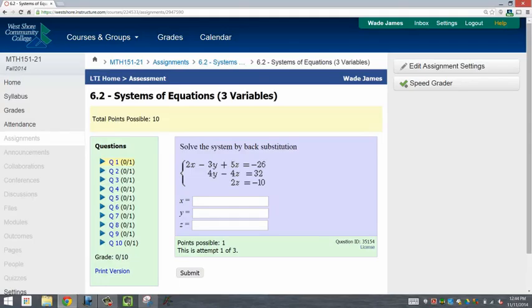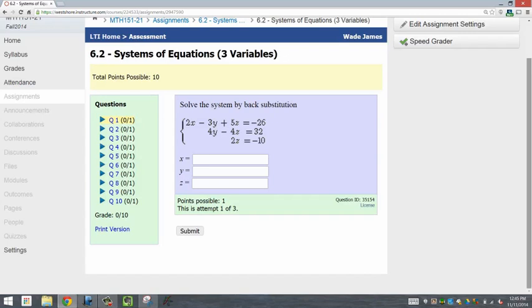So this is problem number 1 in 6.2. Yeah, solve for z, right? Z is negative 5. And once you know z is negative 5, you plug that into the equation above it to solve for y. And then once you solve for y, you plug both of those into the equation above that to solve for x. So this one's set up kind of nice.